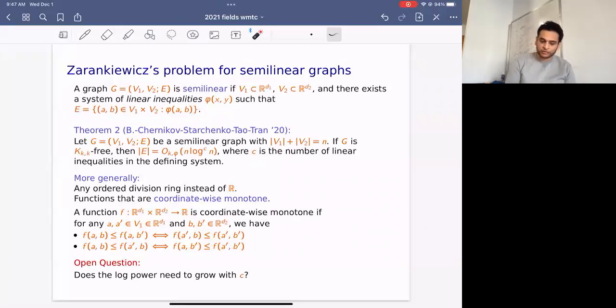But there are a couple of open questions. Well, does this power of log actually need to be there? I think we know it does, but does it need to grow with the number of linear inequalities? So if you add more linear inequalities, do we need to have more logarithms to cater for that or not? We don't have an answer for that.